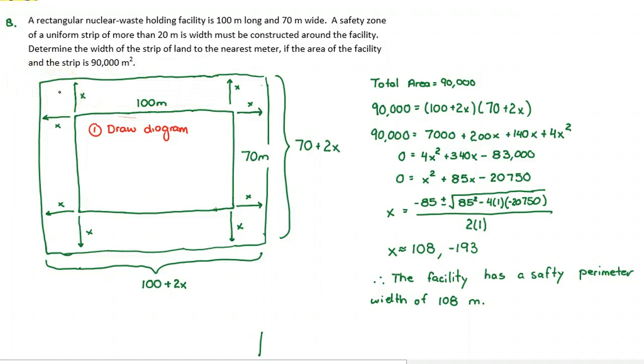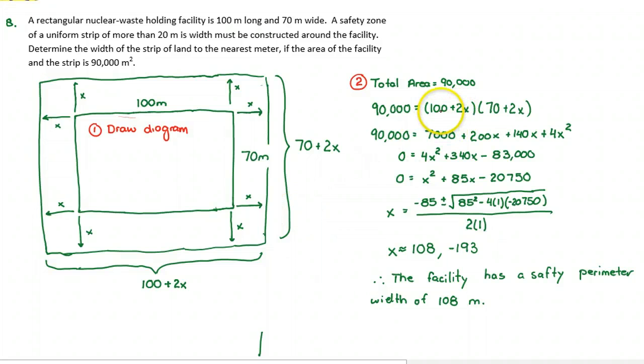And once we've drawn this diagram, we can now set up our equation. So if we know the total area is going to be 90,000, we can say 90,000 is equal to 100 plus 2x, which is the length, times 70 plus 2x, which is the width. And then it's just a matter of going through some algebra.